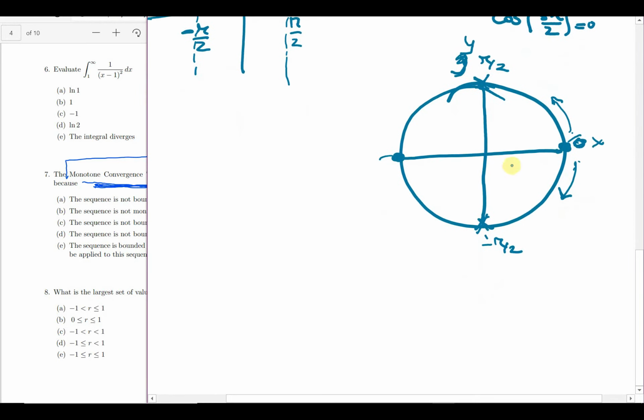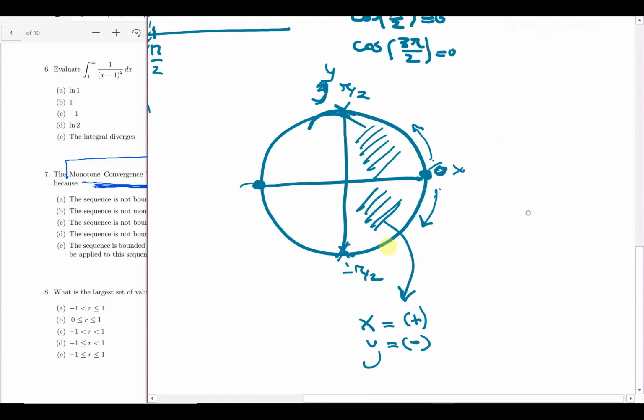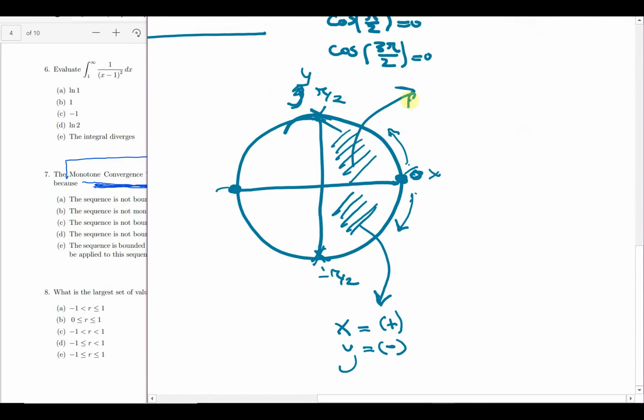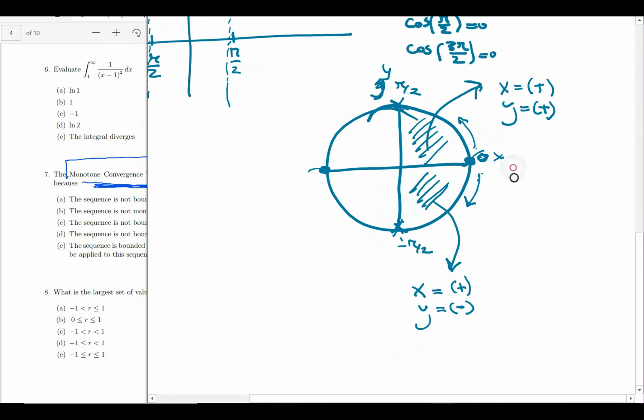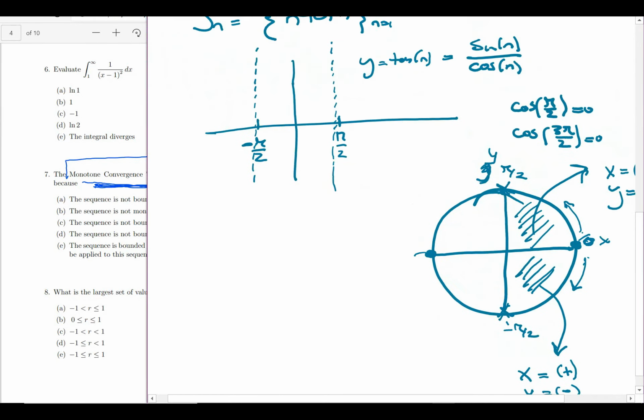In this region, we know a few things. X equals positive, y equals negative. And when we're going from 0 to pi halves, x equals positive, y equals positive. So going from negative pi halves to 0, we go from negative infinity up, and then it hits 0 here because sine is 0, so basically it goes like this.